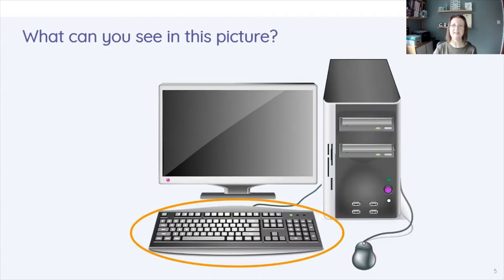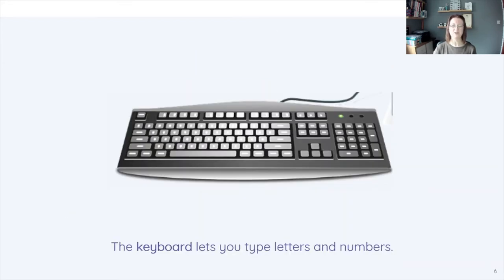So what can you see in this part of the picture? What's at the bottom there? That's right, that is the keyboard. And the keyboard is used to type in letters and numbers. There's lots of different types of keyboards that you can see, some with capital letters, with those big letters, and some with our phonics, our lowercase letters in.